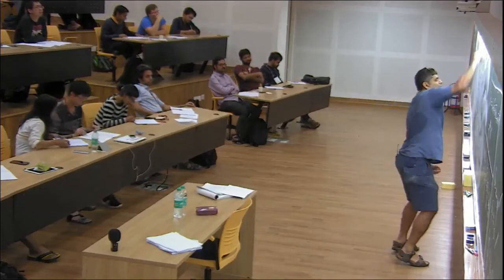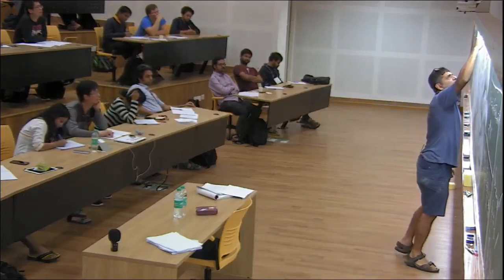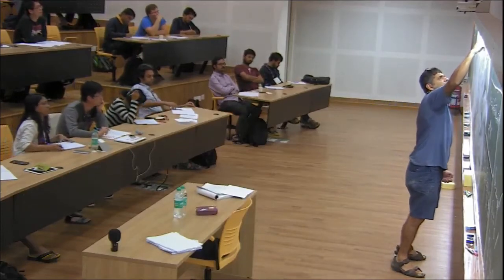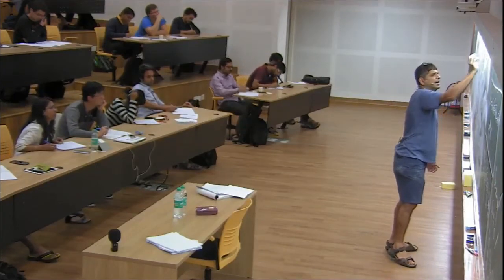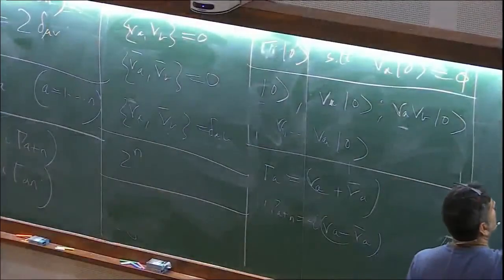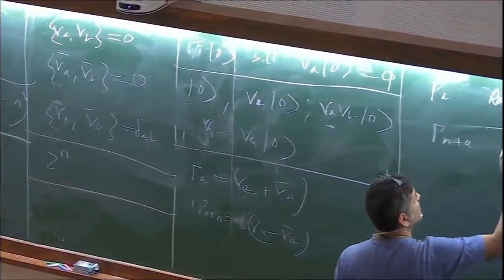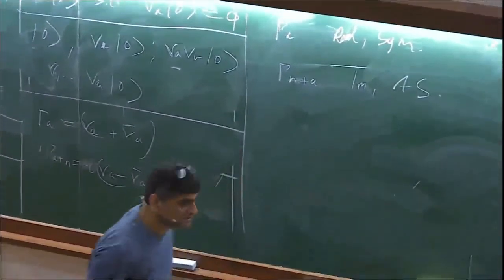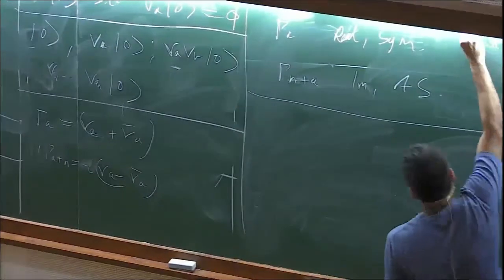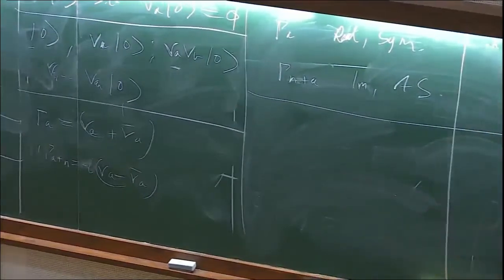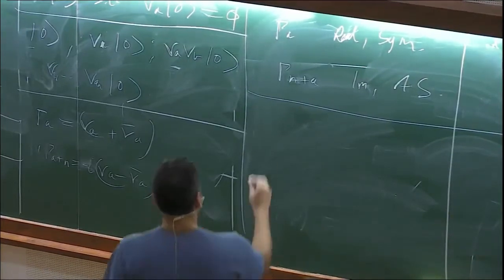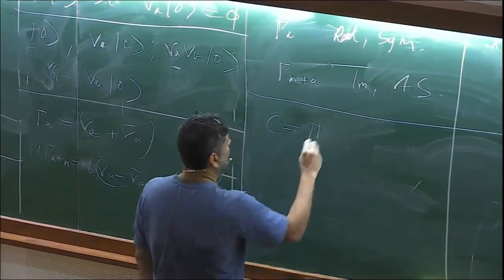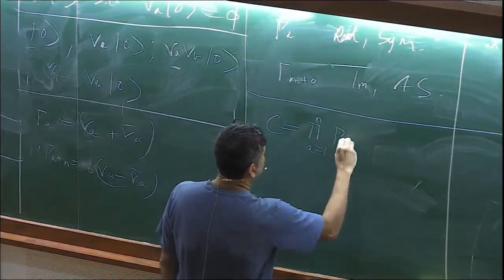Okay? So, Γ_A is real and symmetric, and Γ_{A+n} is imaginary and antisymmetric. Now, it will prove important for me to have an operator that takes a gamma matrix and replaces it by its transpose. So I'm going to define the following. Let C be equal to the product, A equals 1 to n, of Γ_{n+A}.